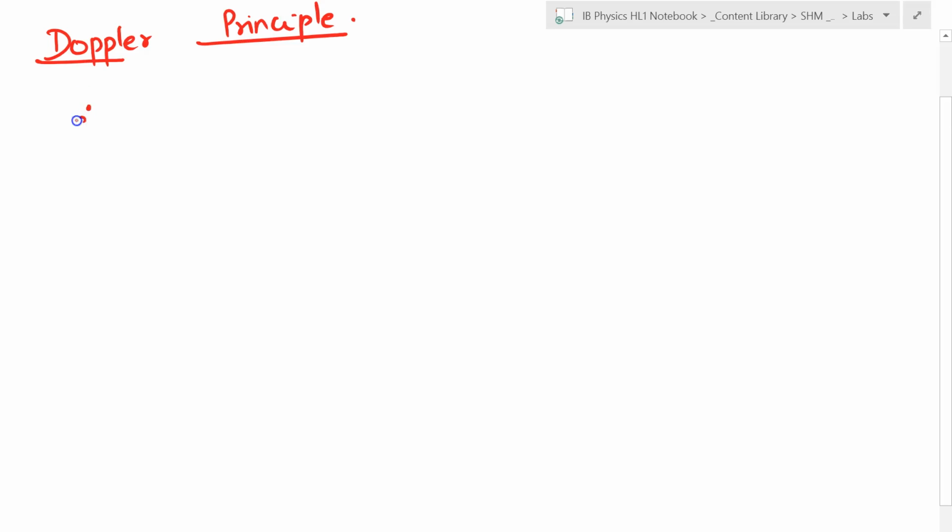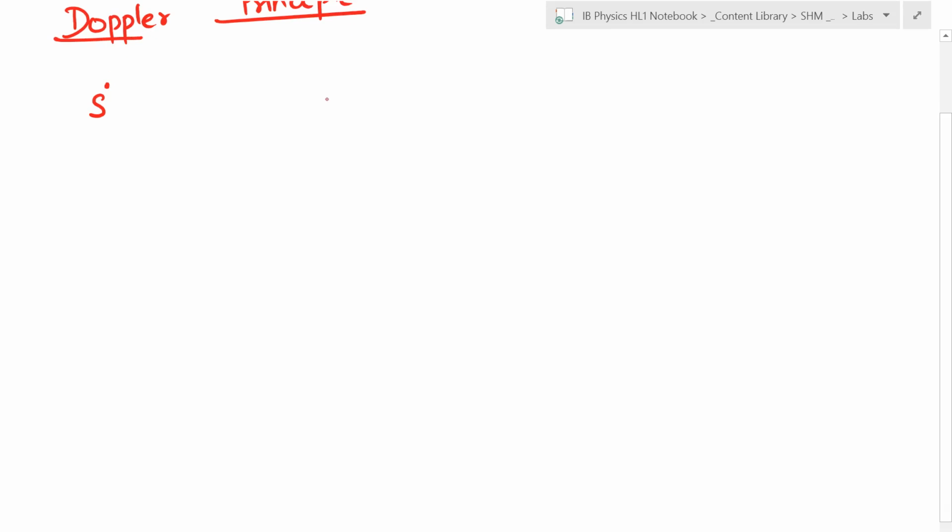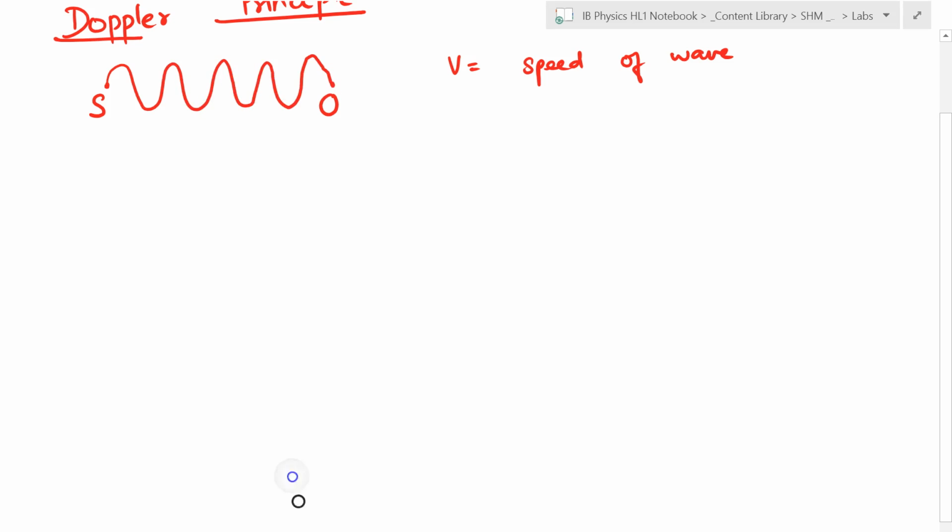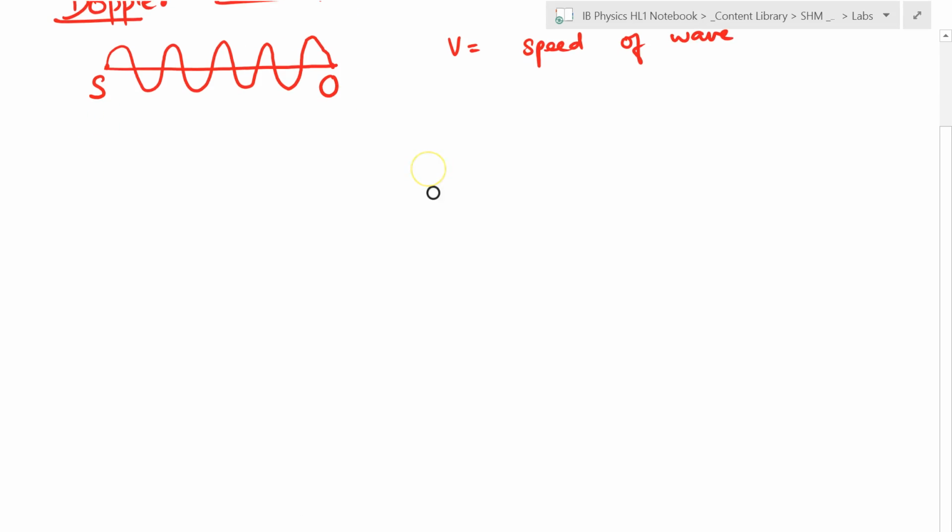So let's say S is the source emitting waves and O is the observer that is receiving those waves. Let V be the speed of the wave in the medium. If S and O are both at rest, and S continues to emit waves, then in 1 second these waves will travel to O, so that O receives the same number of waves as S is emitting in 1 second. So if the source and observer are stationary, the observer will perceive the frequency to be the actual frequency of waves emitted by the source.